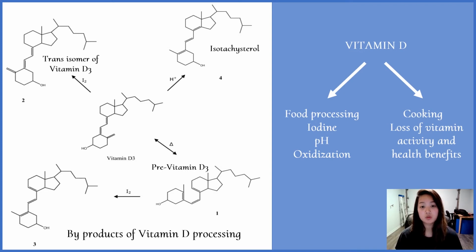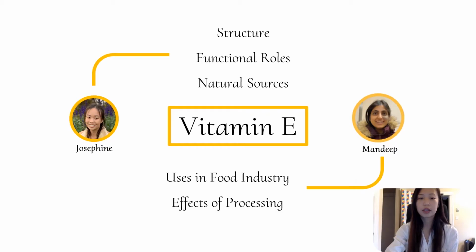Vitamin D is also susceptible to a low pH. So in acidic conditions, vitamin D is going to be isomerized to isotachysterol, which can be useful in identifying vitamin D compounds in different substances. However, it is very unstable and rapidly oxidized in the air at ambient temperature compared to vitamin D3, which is relatively stable in the same conditions. Finally, vitamin D activity can also be reduced or lost through cooking processes such as boiling, frying, and baking.